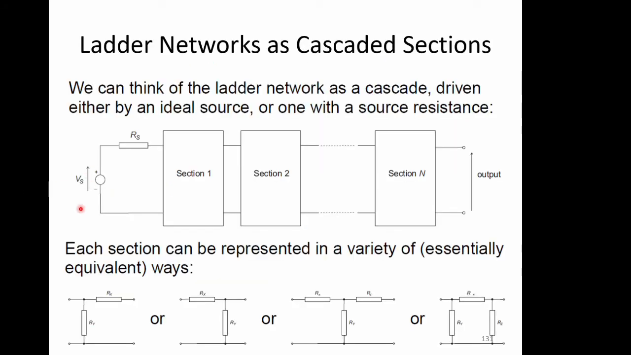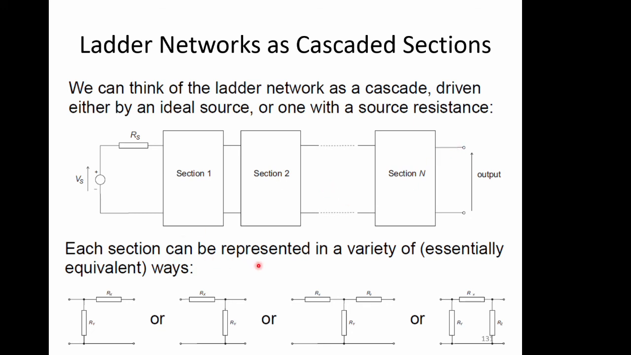There's other ways of looking at this. We can think of the ladder network as a cascade driven by an ideal source or one with a source resistance. So this is where you start to apply a bit of imagination and try and squash these circuits into a form that you've seen before, that you know how to analyze. So we can take our ladder network and break it into repeating sections until we run out of components, and this is just a practical voltage source, an ideal voltage source in series with resistance. So this is a standard source plugged into our circuit, which is a repeating set of elements.